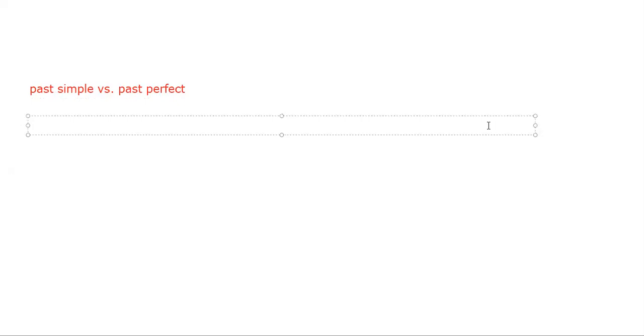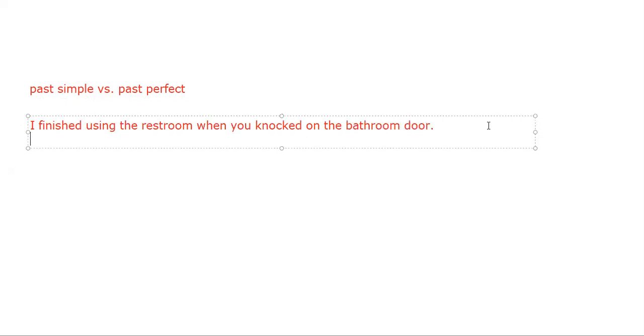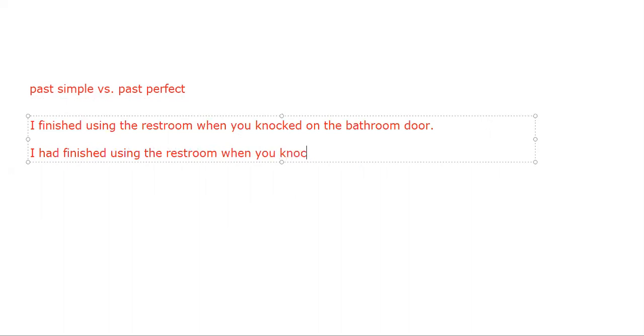Okay, so now let's talk about the past simple versus the past perfect. This is really, honestly, probably easier to understand than the past simple and the present perfect. Let's have an example here. I finished using the restroom when you knocked on the door, on the bathroom door. I had finished using the restroom when you knocked on the bathroom door.